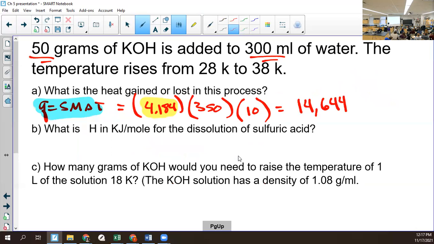All right, so that was 14,000, that'd be joules, correct? Or 14.644 kilojoules. That's the answer to the first part. It's just calorimetry math. Q equals SM delta T. Okay, B, what is delta H? The delta thing's a pain, so I never write or type it. In kilojoules per mole for the dissolution of sulfuric acid.